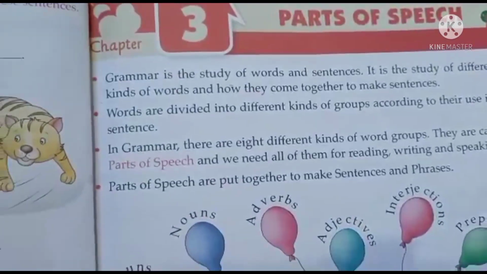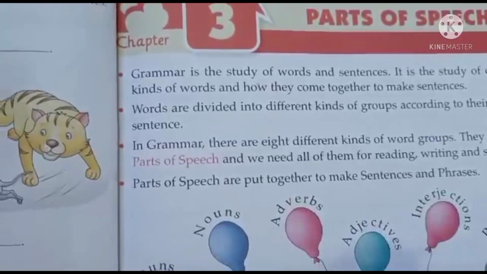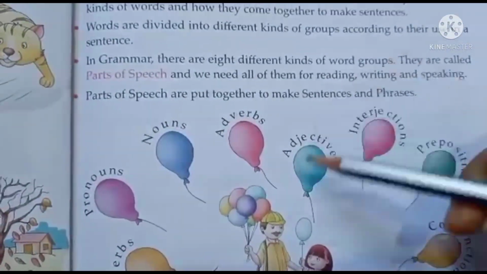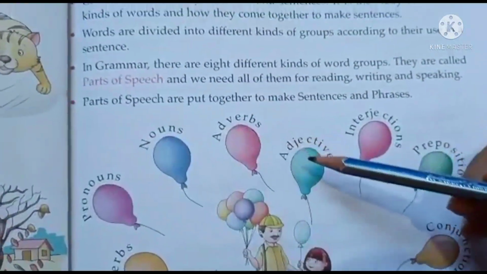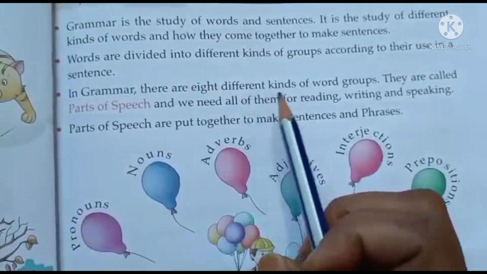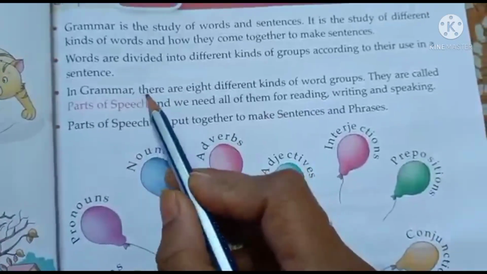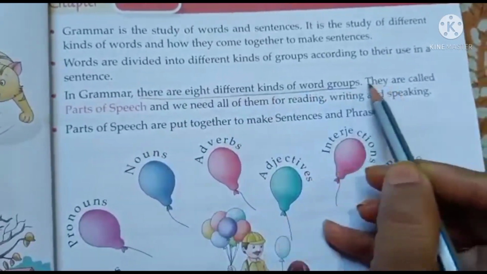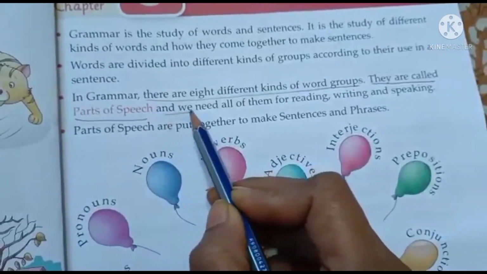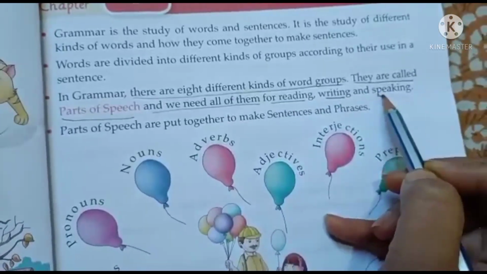So children, we are going to start chapter number 3, parts of speech in English grammar. Now, we have already done most of these topics, but let us first know. In grammar, there are 8 different kinds of word groups. Look at the third point, children. There are 8 different kinds of word groups. They are called parts of speech, and we need all of them for reading, writing and speaking.